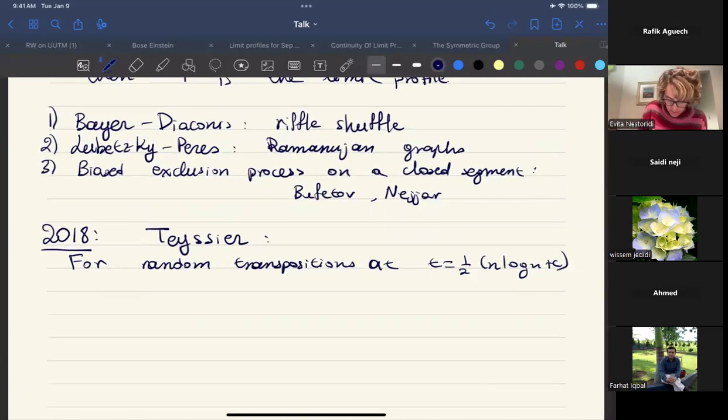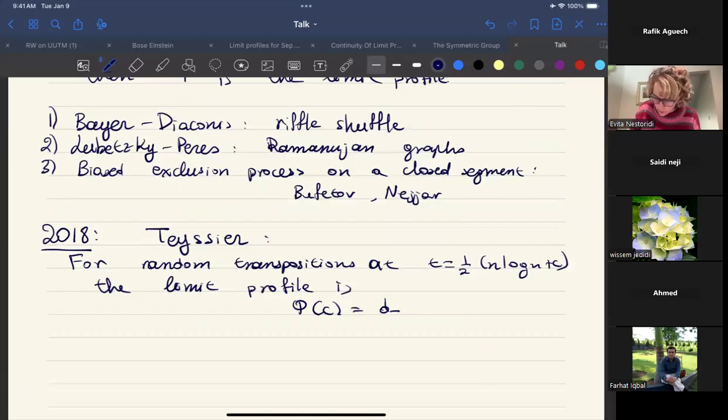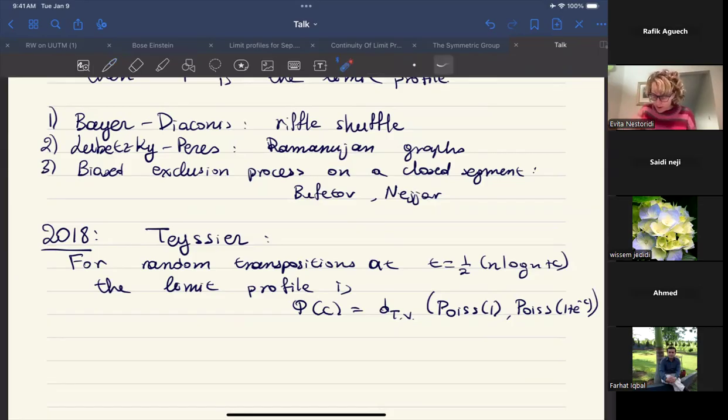The limit profile is equal to the total variation distance. I will write it dTV now. It's again total variation distance between a Poisson 1 random variable and a Poisson 1 plus e to the minus c. Which is actually a very pretty formula. I mean, we write it like this just to make it concise.